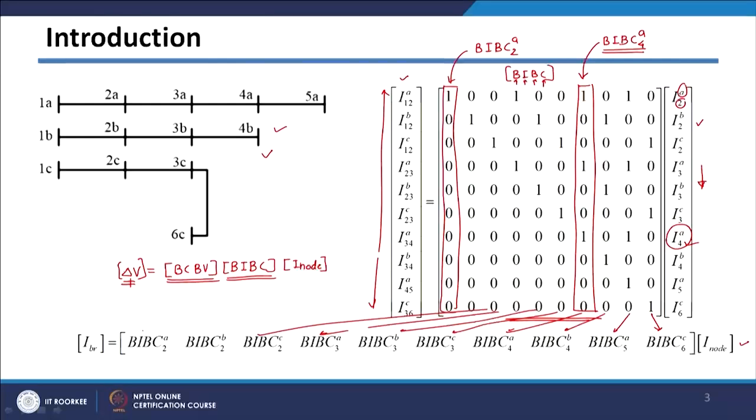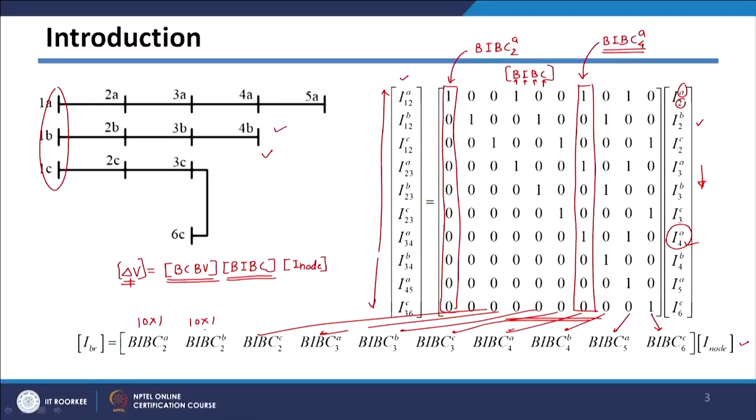These columns correspond to the number of unknown nodes. The first node is a known node, so we are not considering that. The remaining unknown nodes are 1, 2, 3, 4, 5, 6, 7, 8, 9, 10. So, there are 10 nodes, and each of these column matrices will be of size 10 by 1.